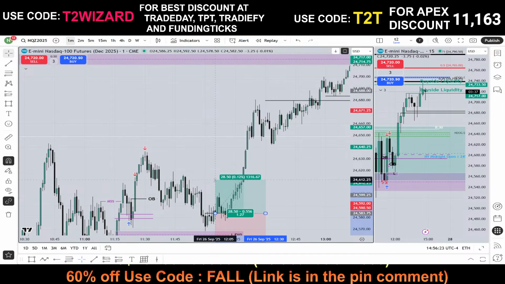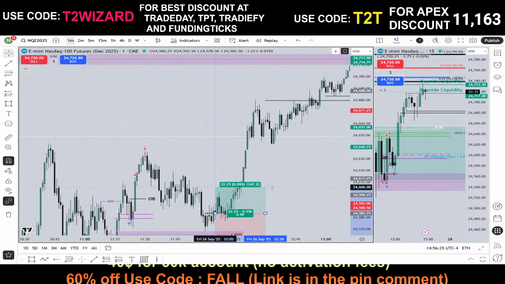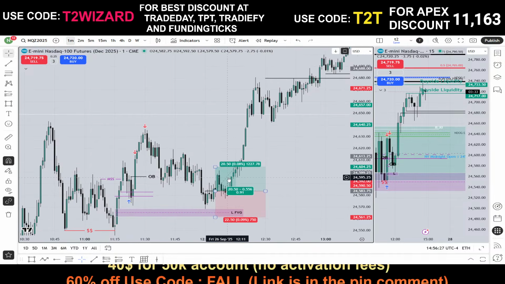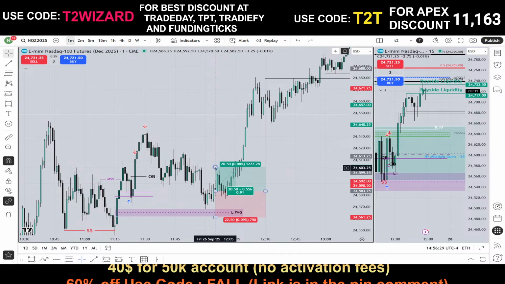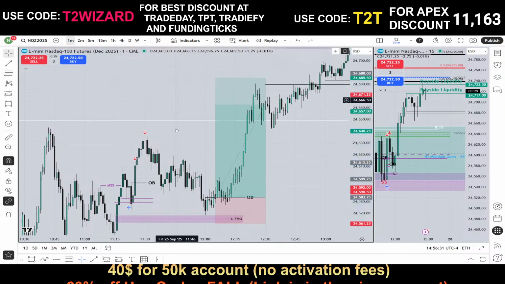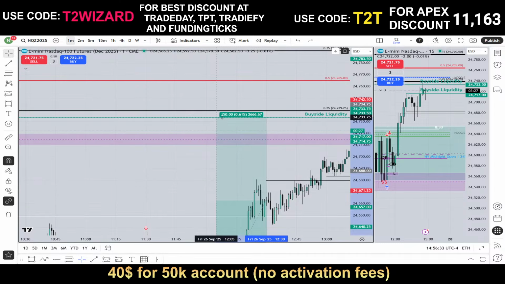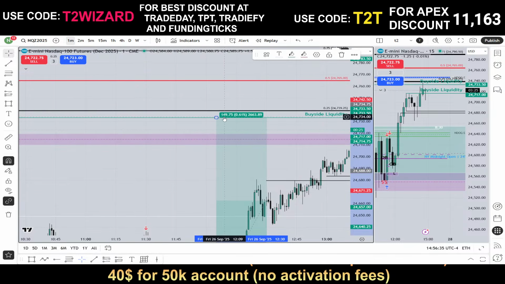Take a partial around the 20 handle, wherever the 20 handle is. Just take the partial around the 20 handle. Hold your trade as long as you want. You have the buy side liquidity from the morning session, remember? From the morning session, the buy side liquidity.